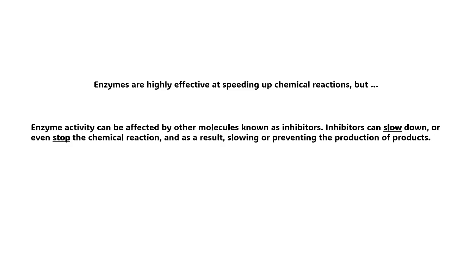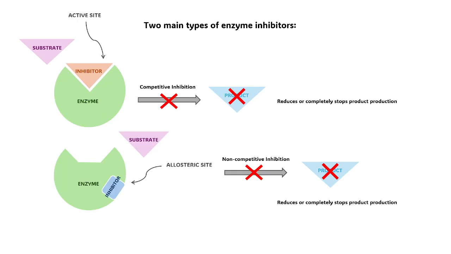Enzymes are highly effective at speeding up chemical reactions, but enzyme activity can be affected by other molecules known as inhibitors. Inhibitors can slow down or even stop the chemical reaction, and as a result, slow or prevent the production of products. Enzyme inhibitor molecules are generally classified into two main types: competitive and non-competitive inhibition.